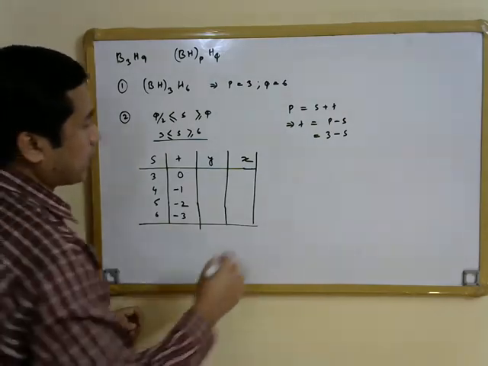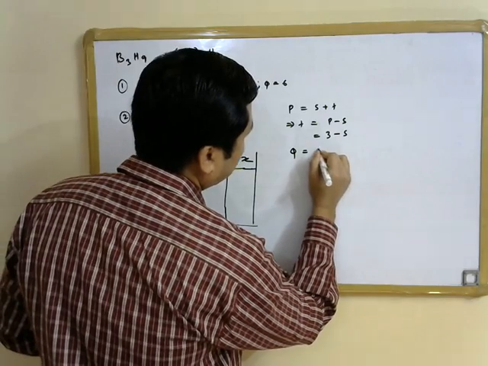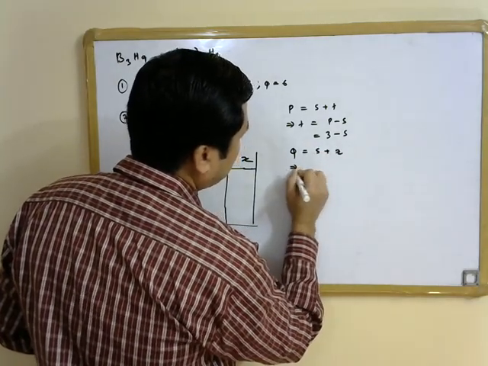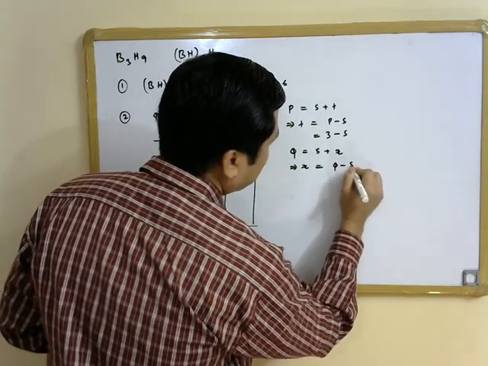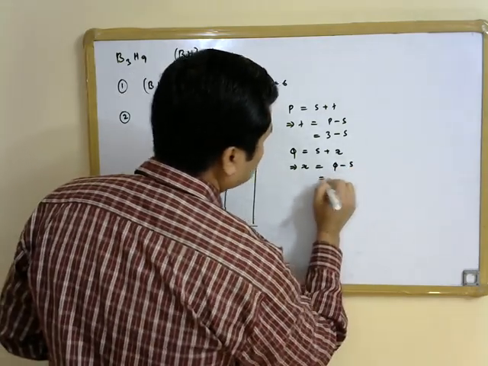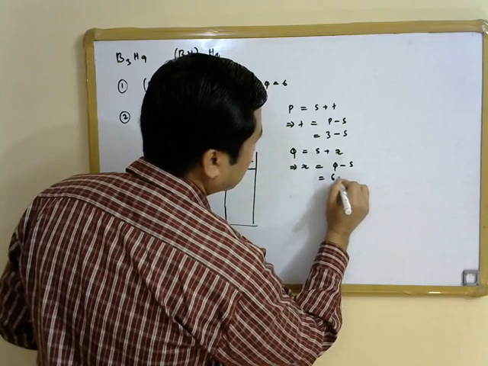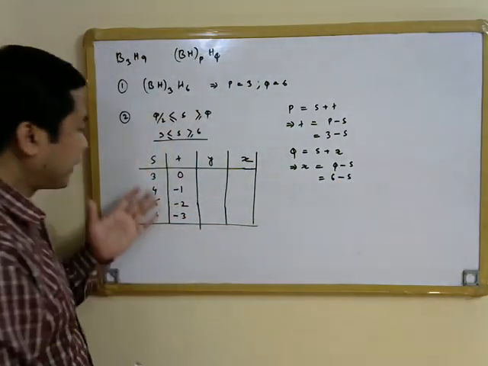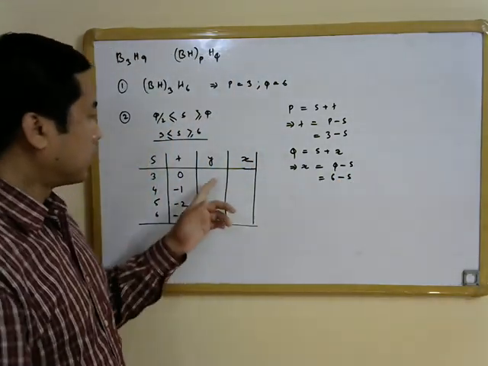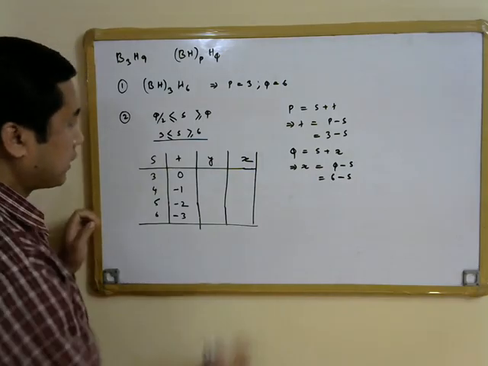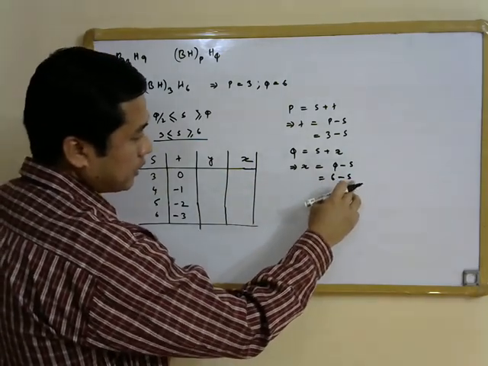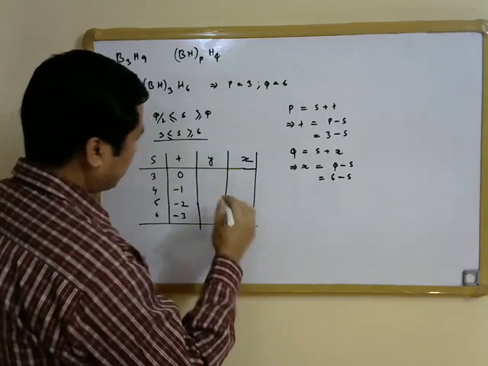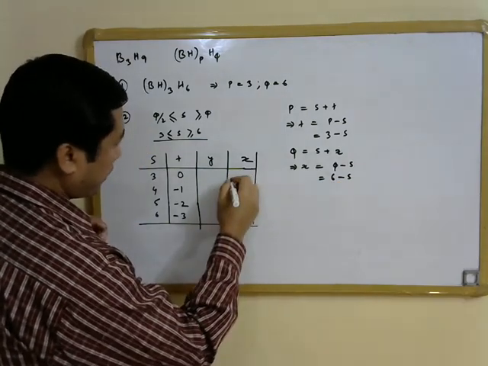So again, we know that Q is equal to S plus X. From here, we can write that X is equal to Q minus S, which is 6 minus S. So for different values of S, we can write the values of X, which we get by deducting the value of S from 6, which is equal to Q.